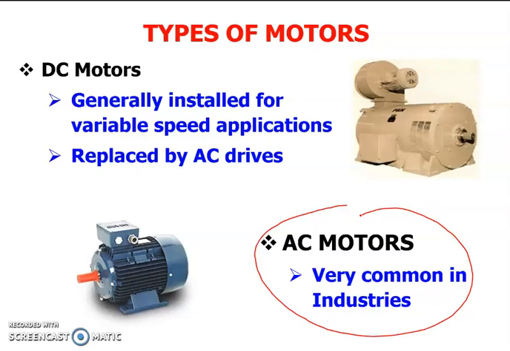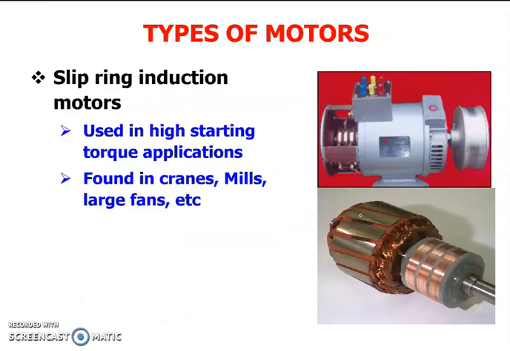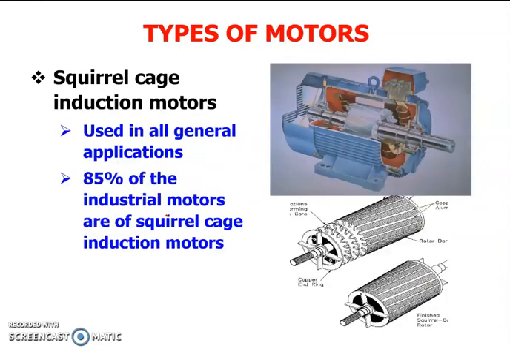In the classification of AC motors, we have basically two types. One is the slip ring induction motor, used in high starting torque applications. In the case of cranes, mills and large fans, we use a slip ring induction motor because it is able to produce high torque, since the system already has a particular load. The other classification is the squirrel cage induction motor, and around 85% of motors are of squirrel cage type. It is used in general applications.